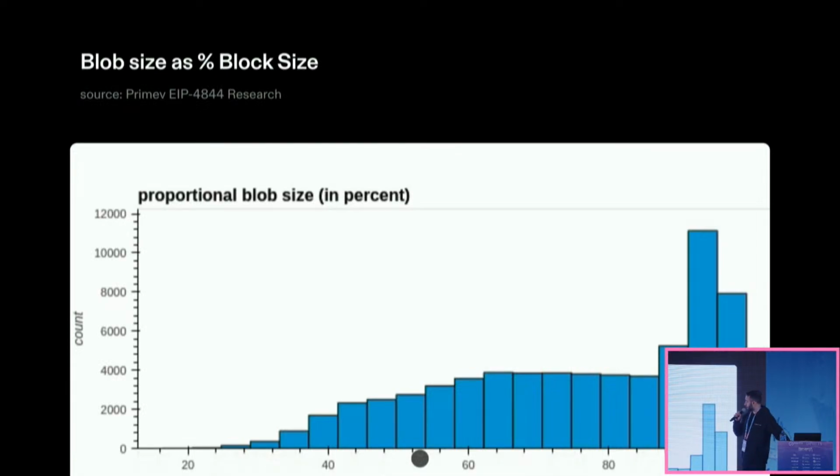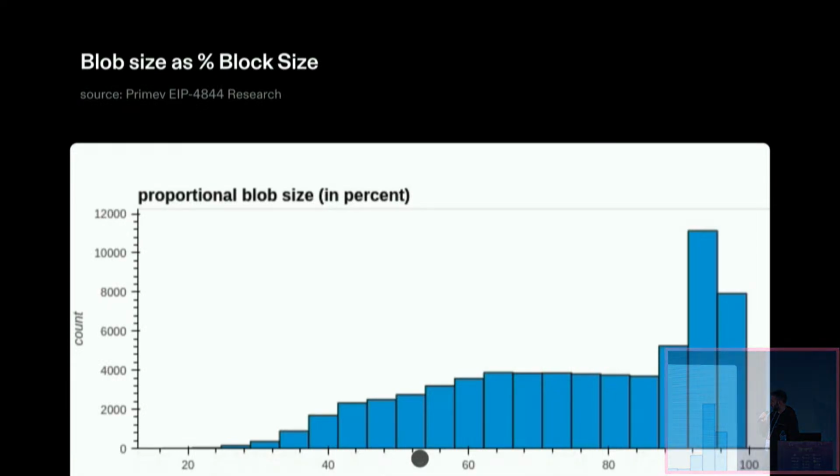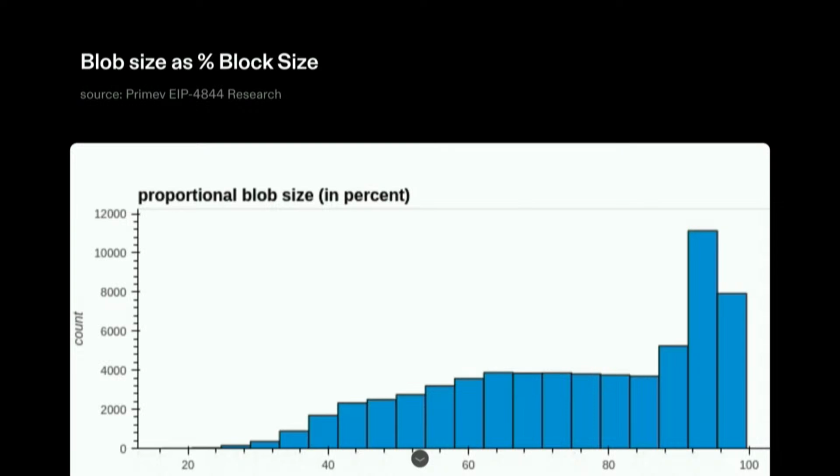So we demonstrate how sizable blobs are compared to the rest of the block. As you can see, they take about 90 or so percent of the block in 10,000 plus blocks that we've observed on the whole Holesky network. So, they take up a lot of the block, basically.